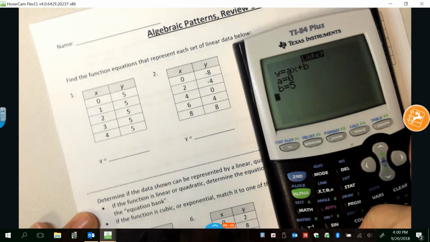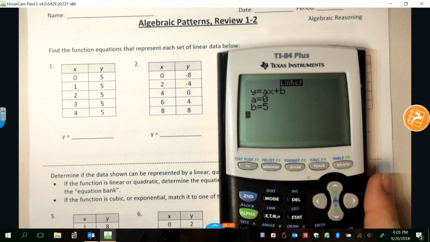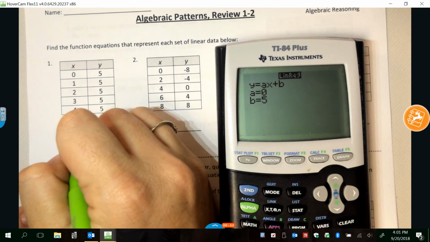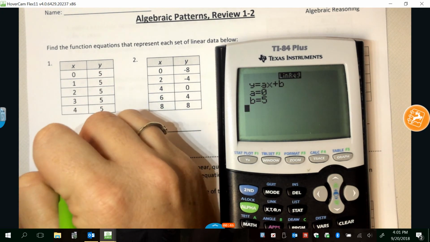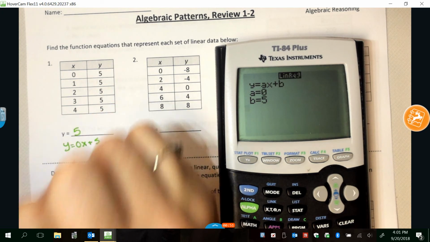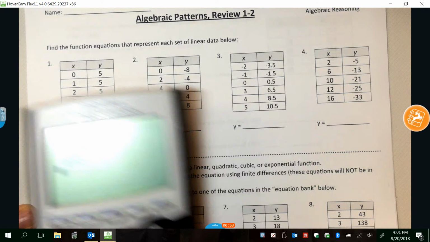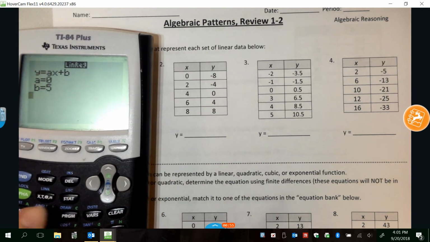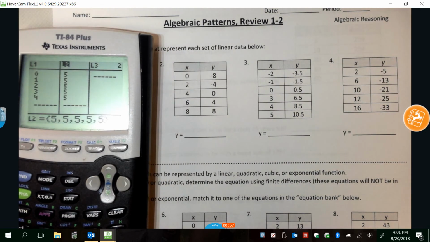So remember, let me fix this. Y equals 0x plus 5, which in the end is just y equals 5. Okay. Next one, stat enter. I'm going to clear these.